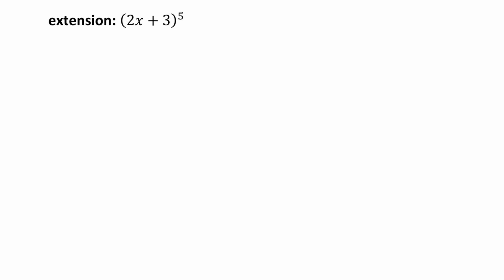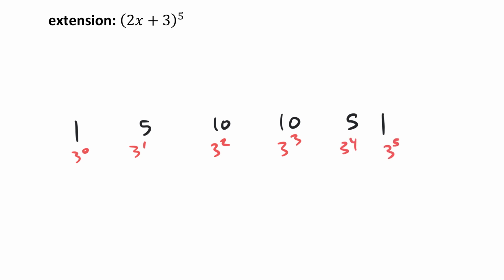All right, so assuming you gave that a try, again, the numbers are 1, 5, 10, 10, 5, and 1. And we're going to have those powers of 3 counting up, 3 to the 0, 3 to the 1, 3 to the 2, 3 to the 3, 3 to the 4, and 3 to the 5. And we do have our x's counting down, x to the 5, x to the 4. Let me do that in another color. x to the 5, x to the 4, x to the 3, x to the 2, x to the 1, and x to the 0. But it's not actually just an x, it's a 2x.